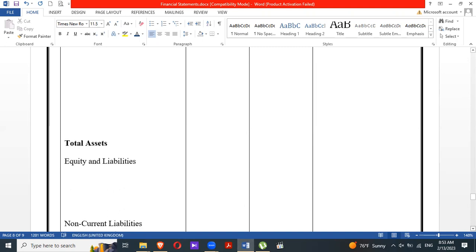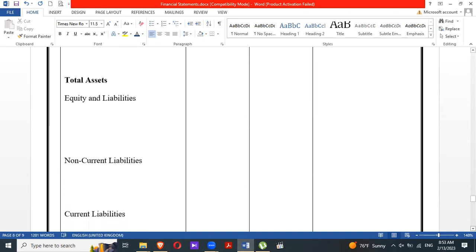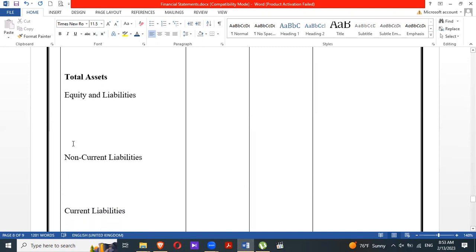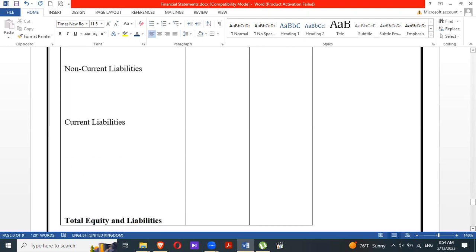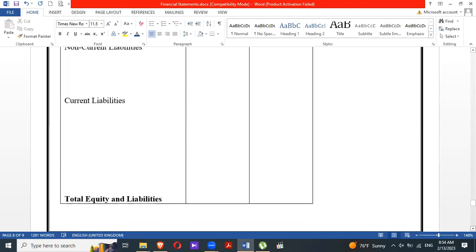Then write the title equity and liabilities. Under that, leave again 5-6 lines. After that, non-current liabilities. 2-3 lines are enough, because only one non-current liability will come at your level. Then write the title current liabilities and leave 4-5 lines. Finally, the title should be total equity and liabilities.